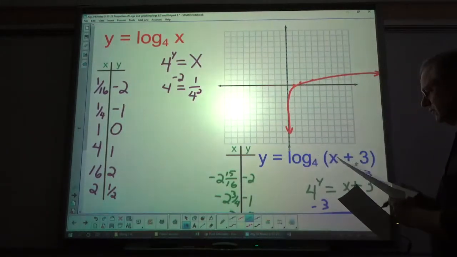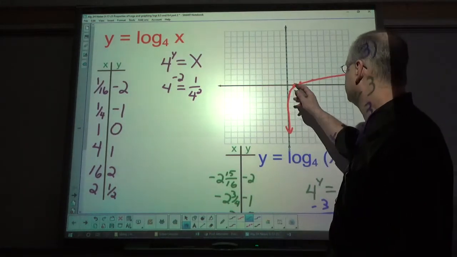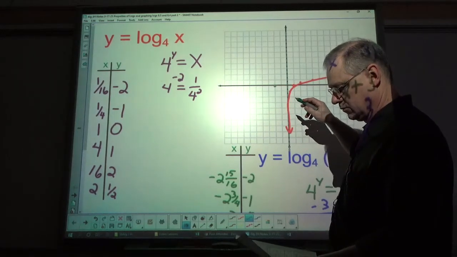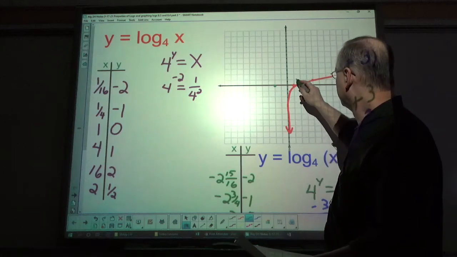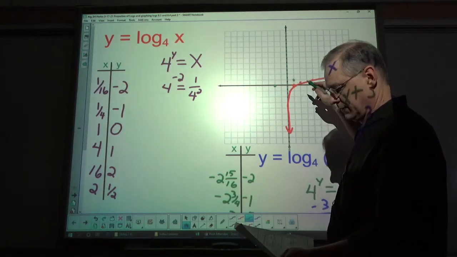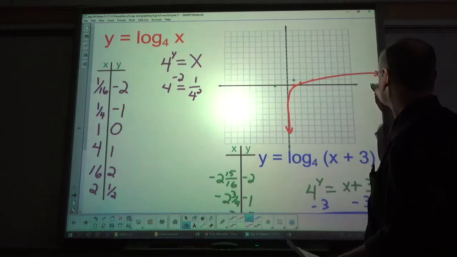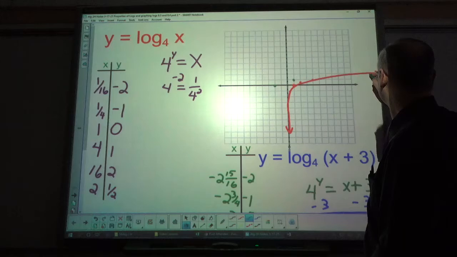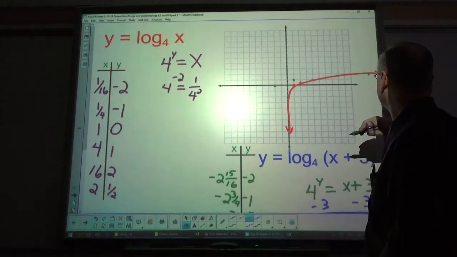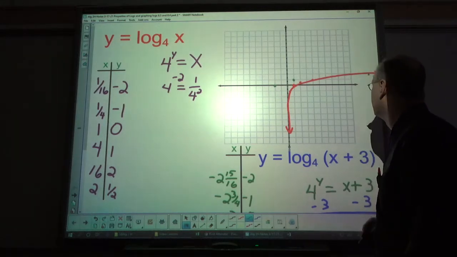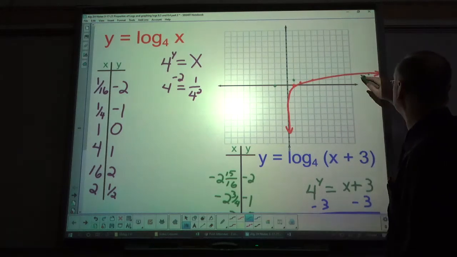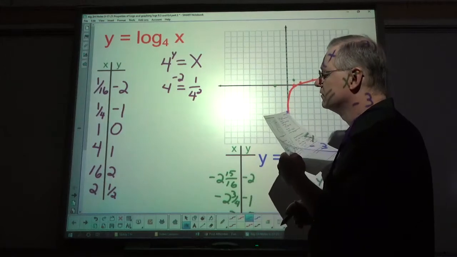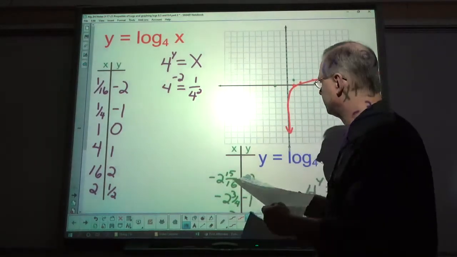So negative 2, 0, 1, 1, 13, 2, so it's somewhere out here. That's not a very good drawing. It's actually probably below that, but you would see that if you looked on Desmos.